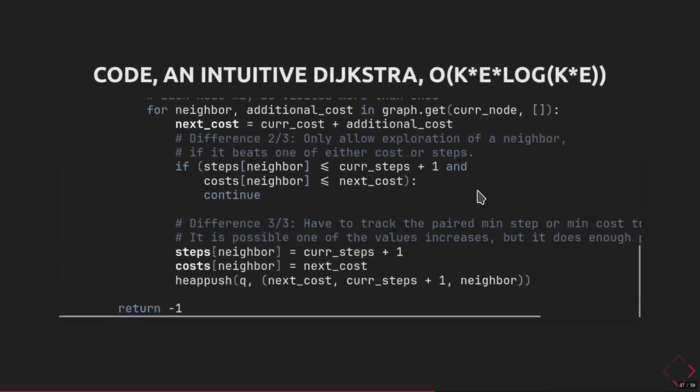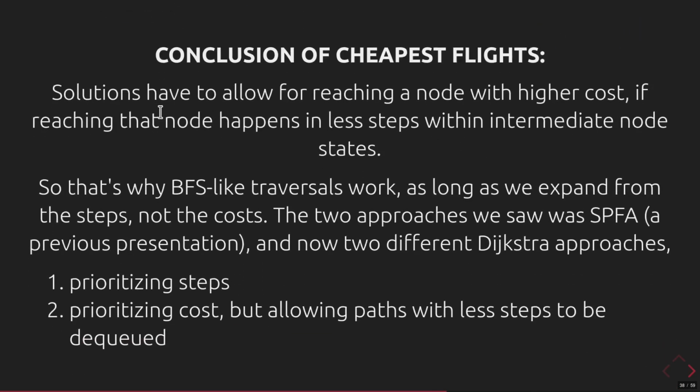All right, so let me conclude on these mistakes that I've made, and hopefully you won't have to make them. Solutions generally have to allow for reaching a node with higher cost because reaching that node might happen in fewer steps, right? Which allows you to optimize the solution later, okay? So BFS-like traversals work, such as SPFA, because we expand from the steps and not the costs. We might actually explore a node in the base graph multiple times at different costs and at different steps.